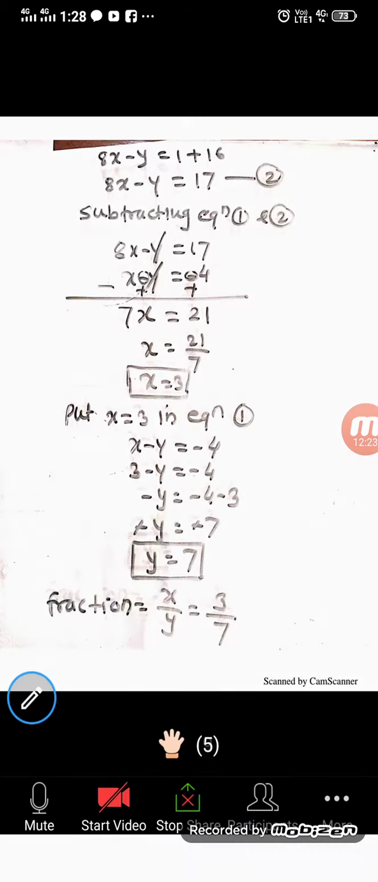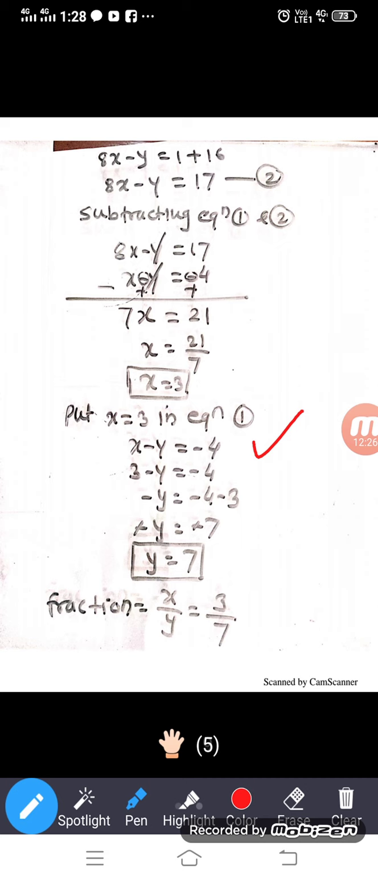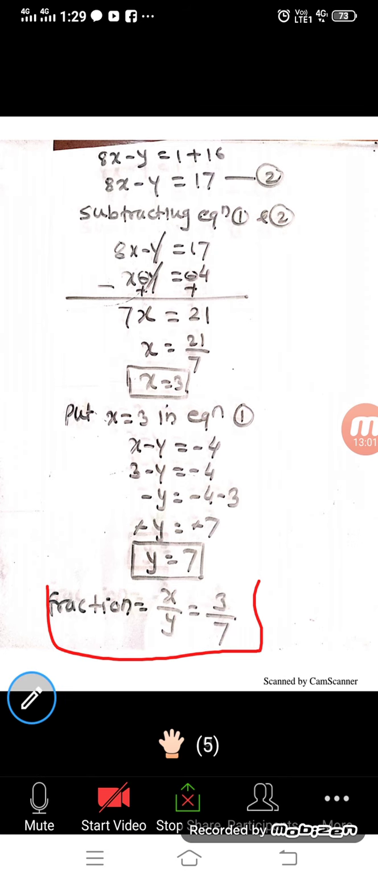This value of x we put in equation 1. Then x minus y is equal to minus 4. The value of x is 3, so 3 minus y is equal to minus 4. This 3 goes on the other side, we get minus, then minus y is equal to minus 4 minus 3. Minus y is equal to minus 7, y is equal to 7. Hence, the required fraction is x upon y. The value of x is equal to 3 is the numerator and y is equal to 7 is the denominator. Then we get the fraction is 3 by 7. This is the answer. Write it down.